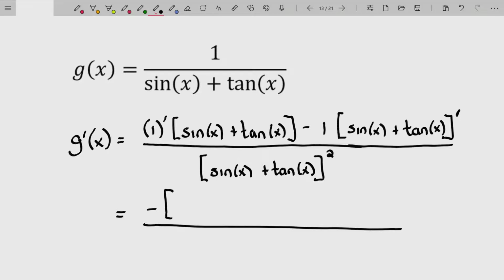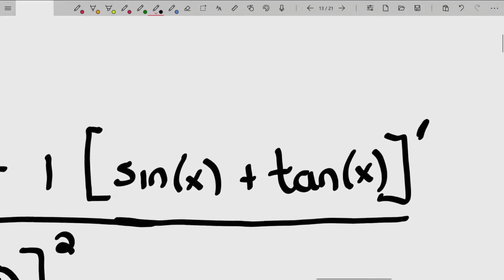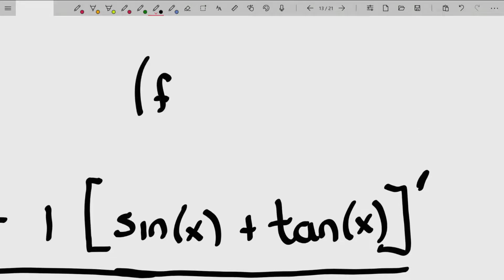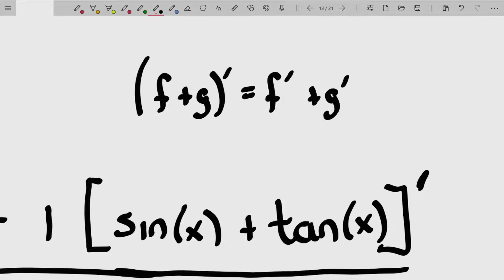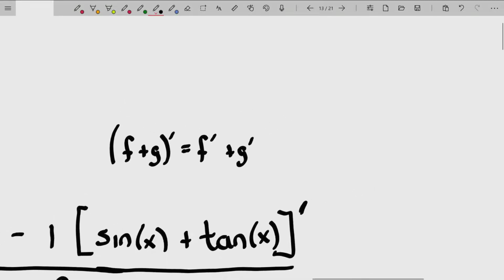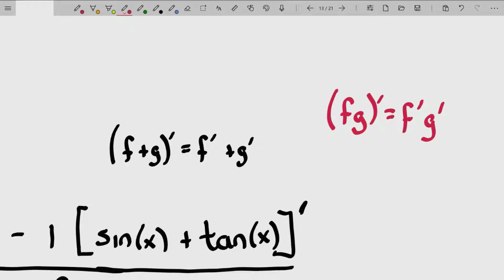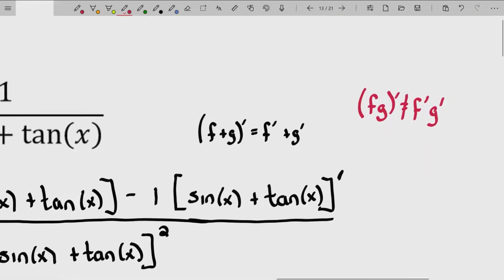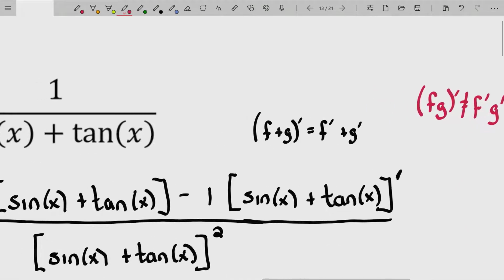The derivative of a summation, remember this rule: if you have a sum of functions, you take their derivative, it's the same thing as the sum of their derivatives. That is not the case with a product. I'm just going to constantly remind you of this. You cannot do that. But with summations, you totally can.